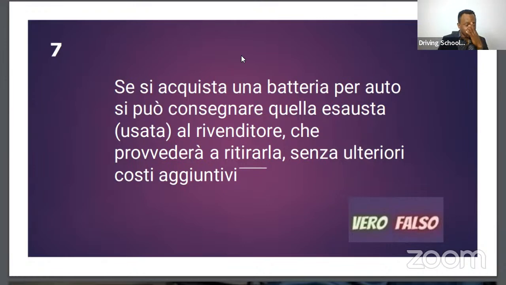So this question number seven is saying that if you buy a motor battery, you can give out the old one to the seller, and the seller is supposed to take that old one from you without additional cost.